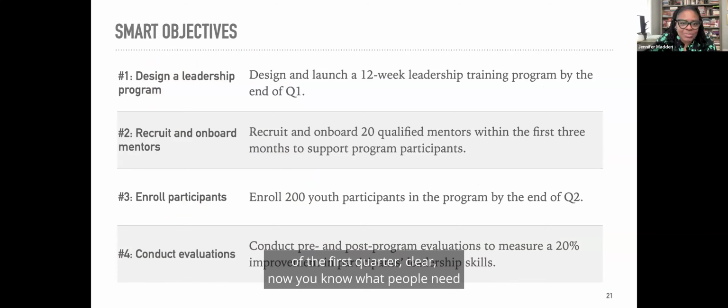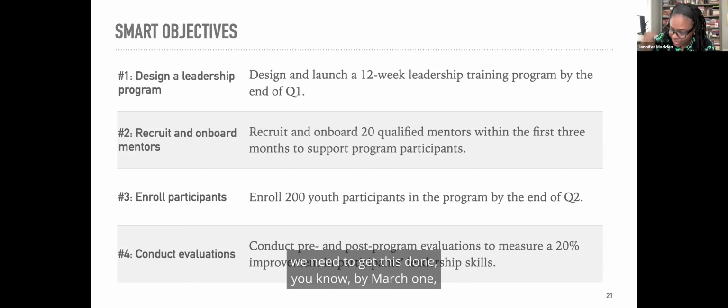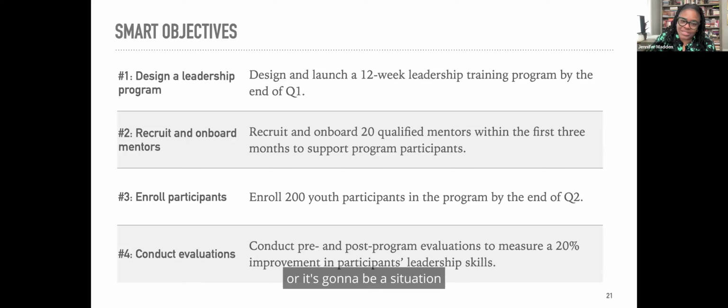Now you know what people need to be working on. Everybody knows what they need to get done, by March 1, or it's going to be a situation. Or April 1, January, March. Yes.